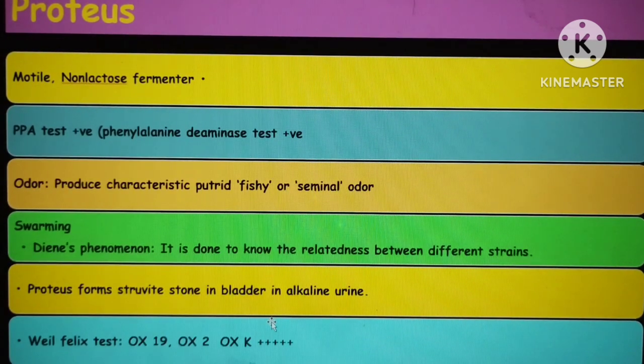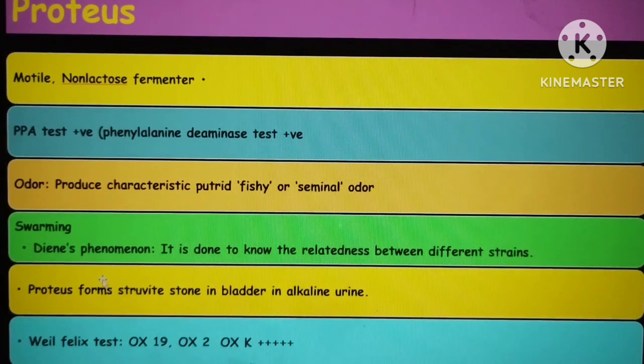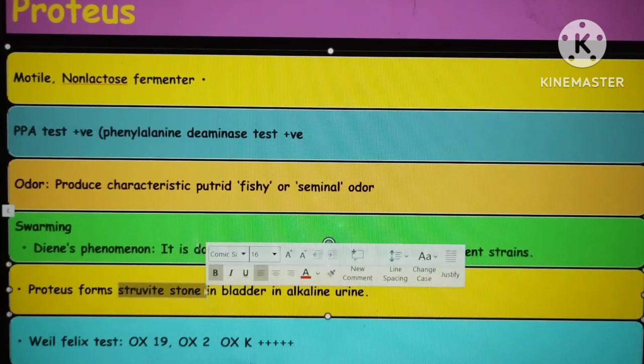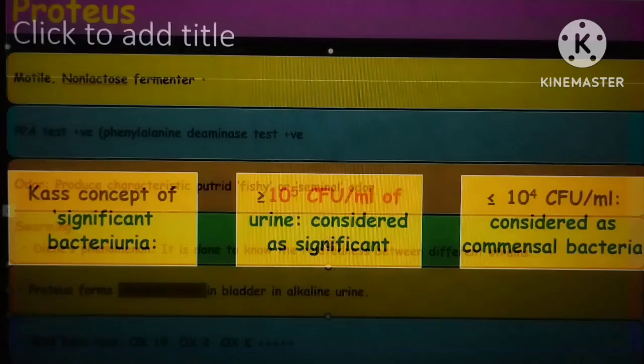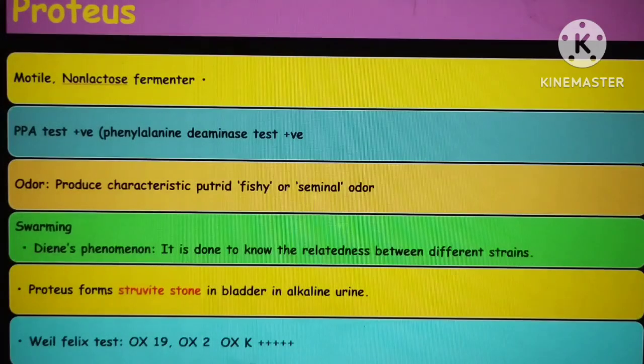It usually forms two white stones in the bladder, in alkaline urine. This is important, okay, it's two white stones. Next, the Weil-Felix test is positive, that is OX19, OX2 and OXK.